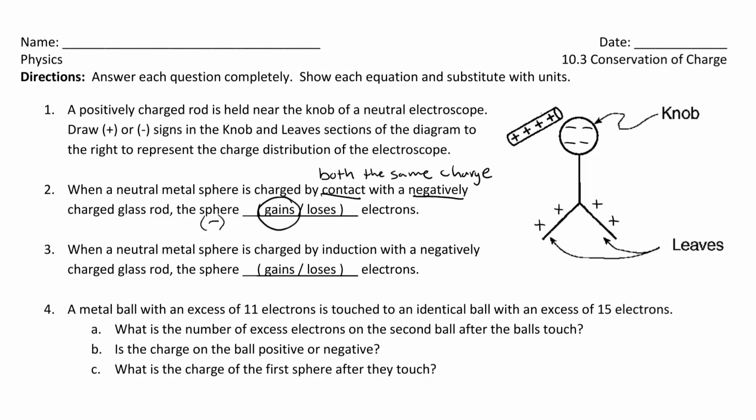Number 3, when a neutral metal sphere is charged by induction with a negatively charged rod, the sphere, okay, so this is going to be opposite charges. How do I know that? Again, because we're talking about induction. And it's going to become positive, so the sphere becomes positive because the rod was negative. And if something becomes positive, like we talked about with the leaves, the only way to become positive is if you lose electrons. So we're going to lose electrons there. Okay, so that's kind of a review.